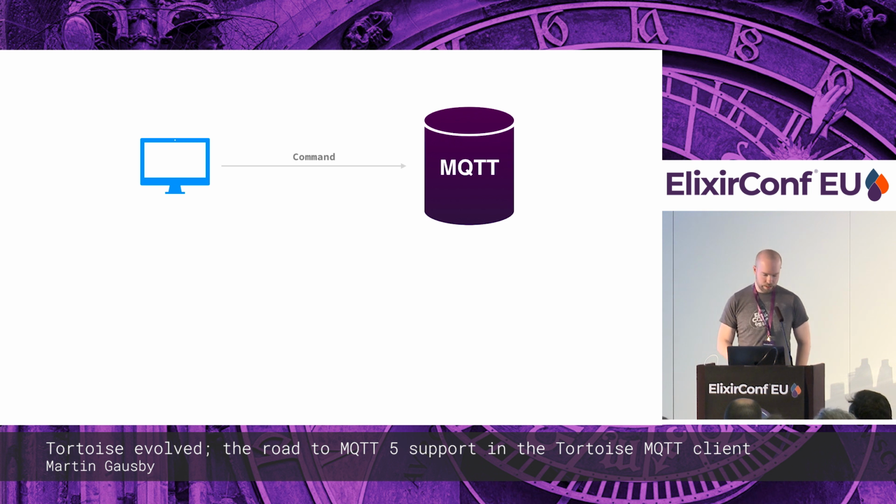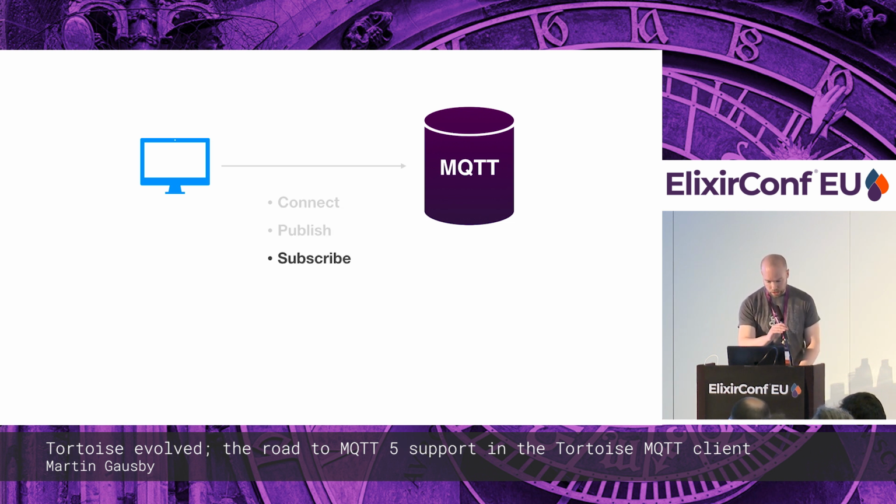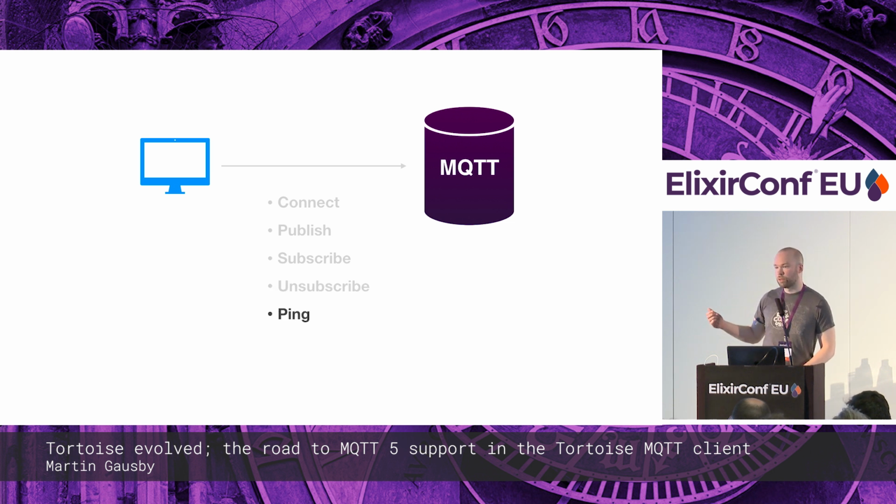So for a client, you would need to implement the following commands. We need to connect, and we need to be able to publish to the broker. We need to be able to subscribe, of course unsubscribe, and there's also a concept of ping. If we don't send anything to the broker in a long while, then we will have to say that we're still out there. And then there's a concept of disconnect, which will destroy the connection.